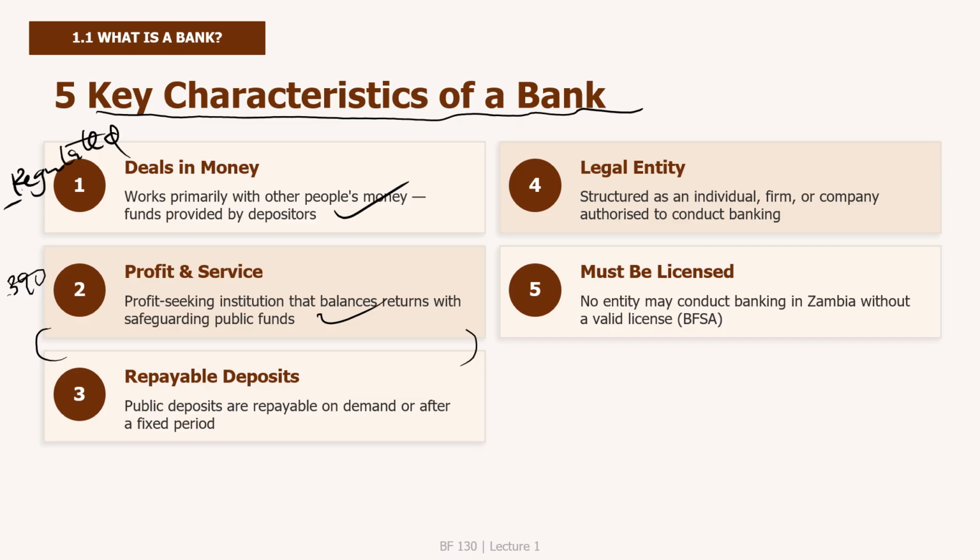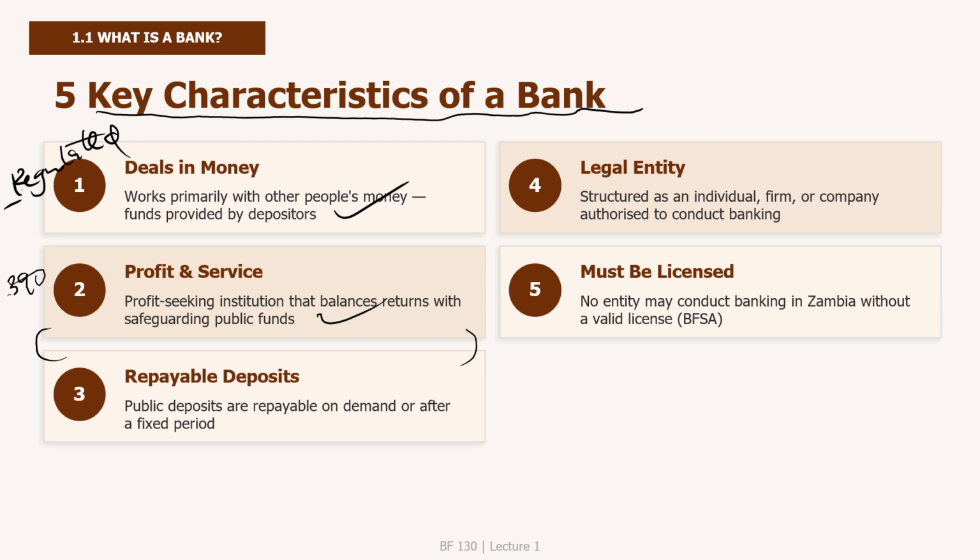Next, we are saying that, and I think we may have addressed this one already. We talked about the issue of public deposits being repayable on demand after a fixed period. What we are saying here is that these deposits, for instance, if you put your money in a current account today and you want to withdraw your money tomorrow, the bank just has to give you that money, right?